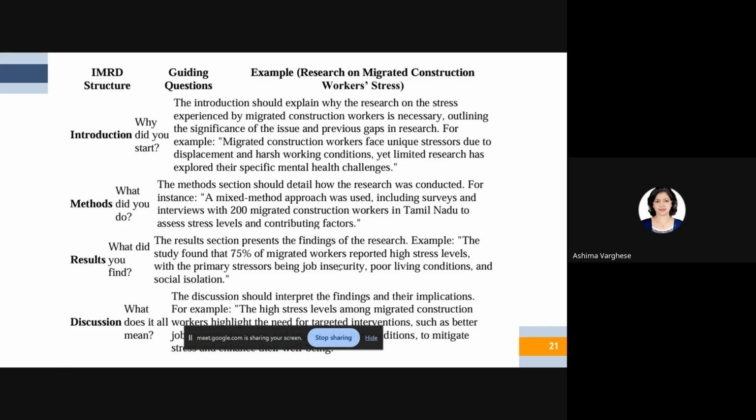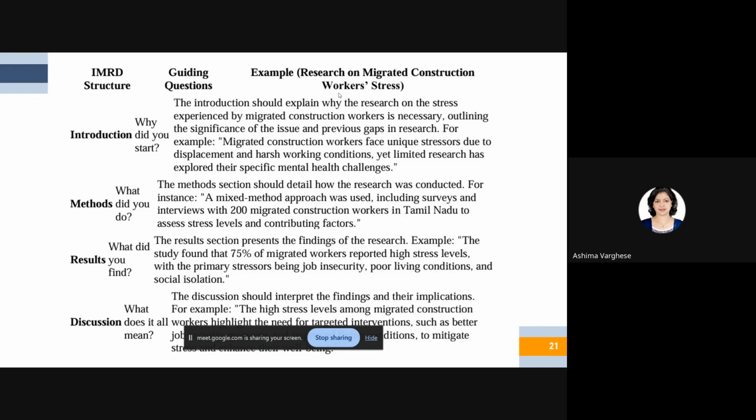Now, what remains in the discussion part? What does it all mean? In the discussion, you should be able to interpret the findings of your study or your survey, and then their implications. It may be practical implications, or social implications. For example, high stress levels among migrated construction workers highlight the need for targeted interventions for better job security and living conditions to mitigate their stress levels.